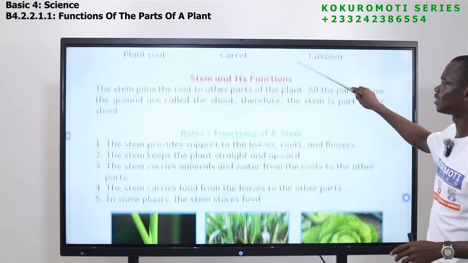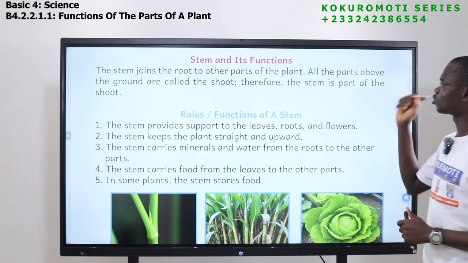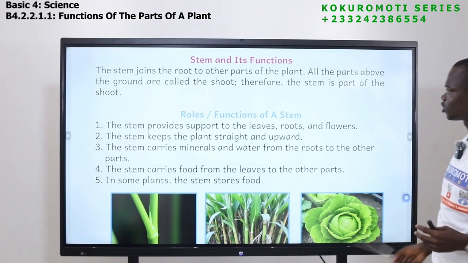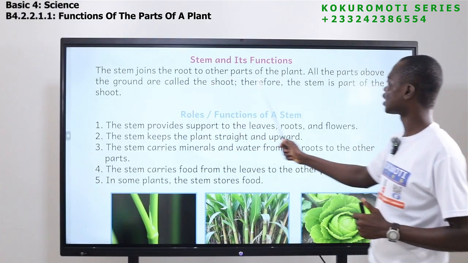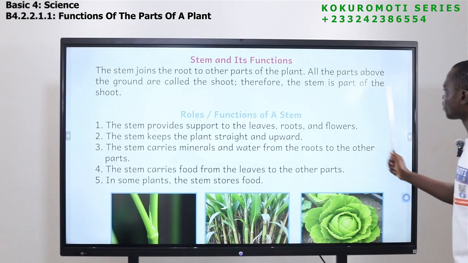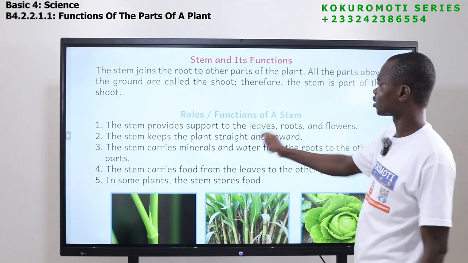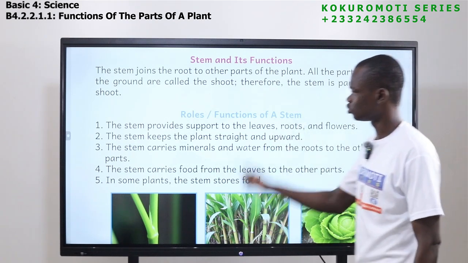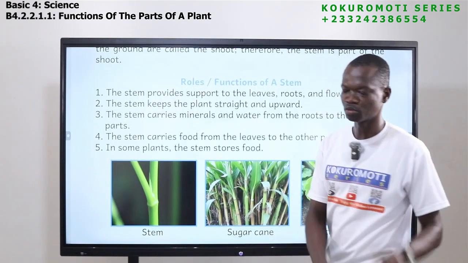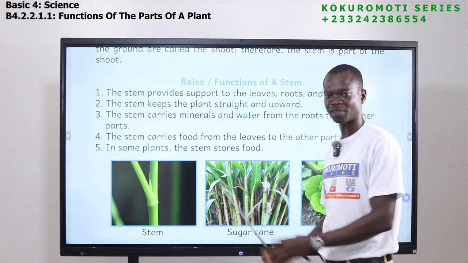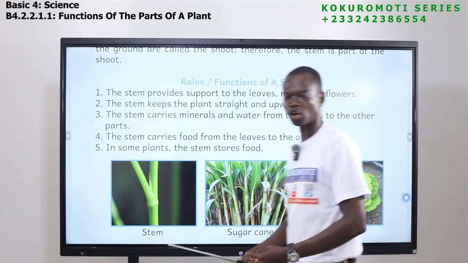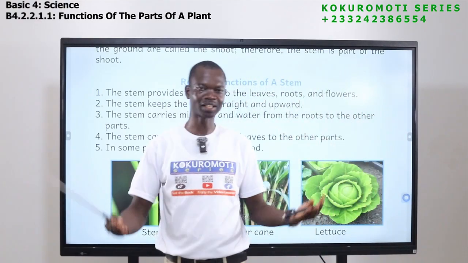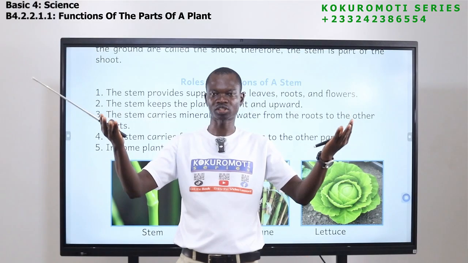Let's come to this side. We are looking at the stem and its function. So the stem joins the roots to other parts of the plant. All the parts above the ground are called the shoots. Therefore, the stem is part of the shoots. So we have seen that the root is not part of the shoot. Stem is part of the shoot. Stem or shoot refers to the part of the plant found above the ground.